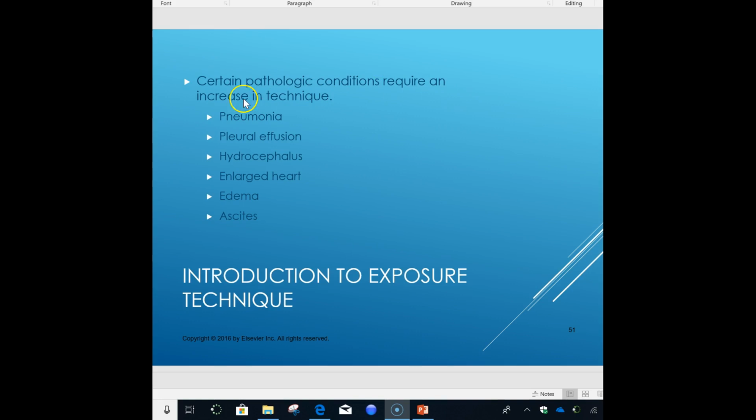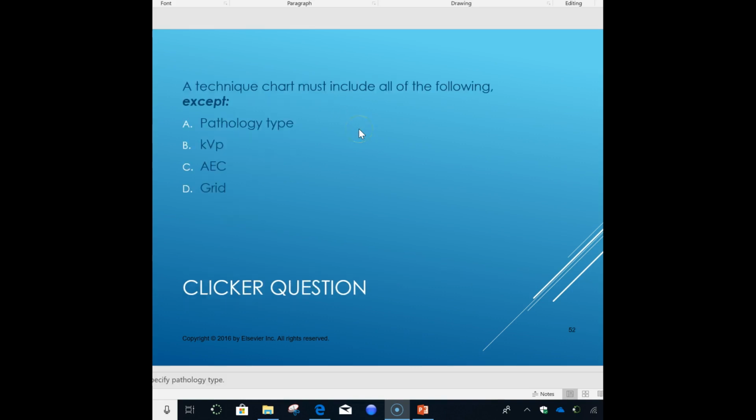Certain pathological conditions require an increase in technique. If the patient has pneumonia, pleural effusion, having fluid in the lungs, hydrocephalus, enlarged heart, edema, ascites. Any of these, you would need to increase your technique. The technique charts do not include pathology type.